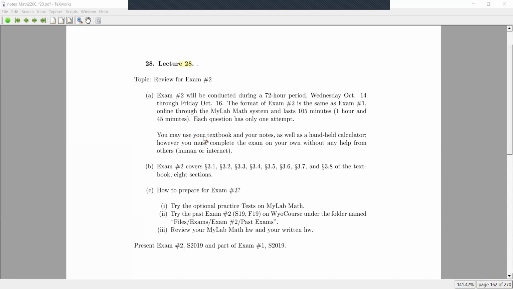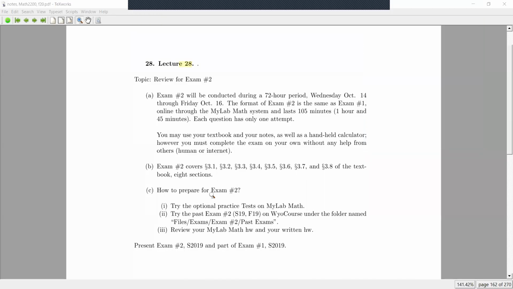Exam 2 is open to the book and to the notes, but you must complete the exam on your own without any help from others. Exam 2 covers sections from 3.1 to 3.8, 8 sections in total.